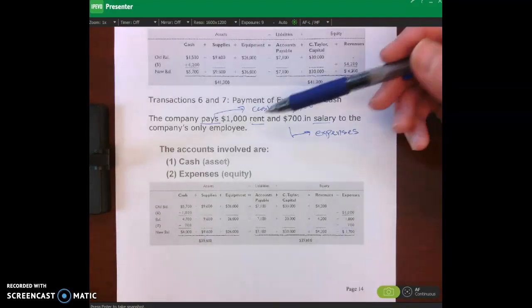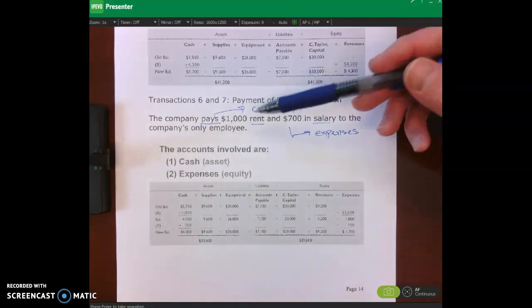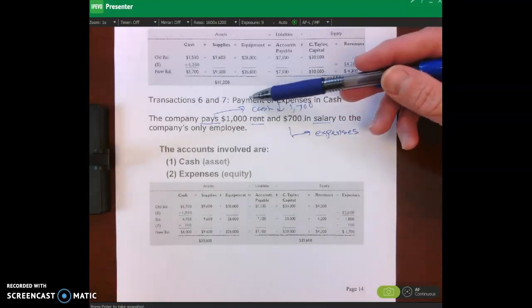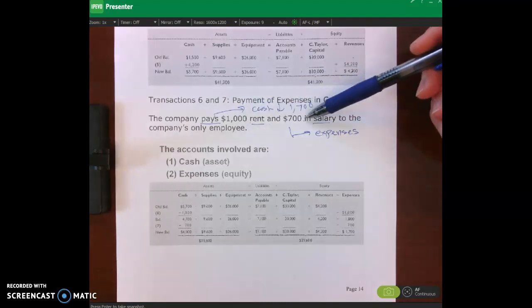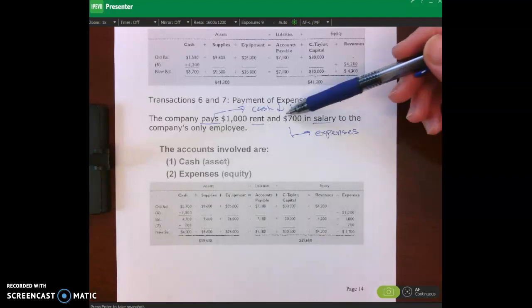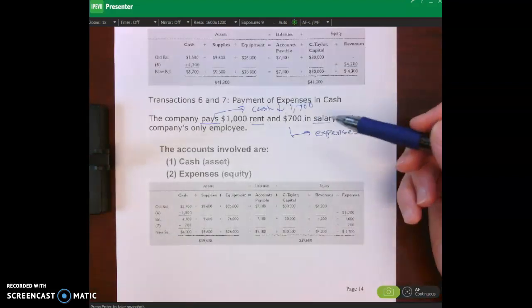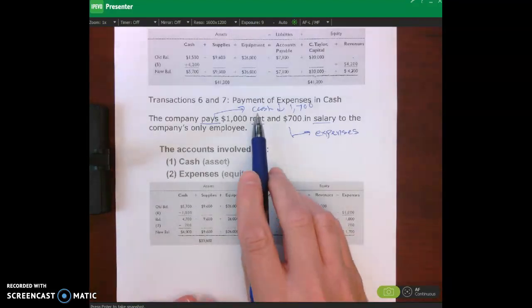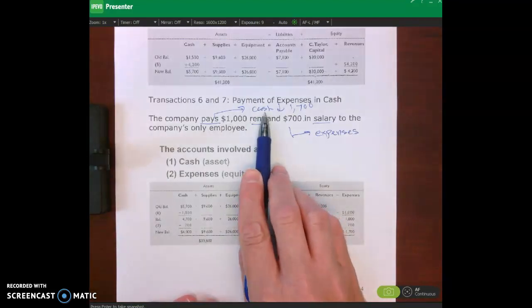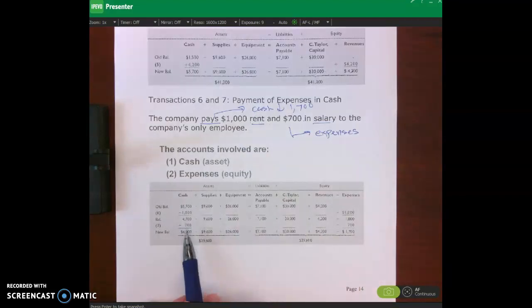So again, we concluded the last lecture video by looking at these two transactions, the payment of expenses in cash. The company pays $1,000 rent and $700 in salary. Those are expenses. These are costs of doing business. What's happening here is that cash, which is an asset, is going down because we're paying it. You can see down here in the figure, I have $1,700 cash. My total cash is now $4,000.